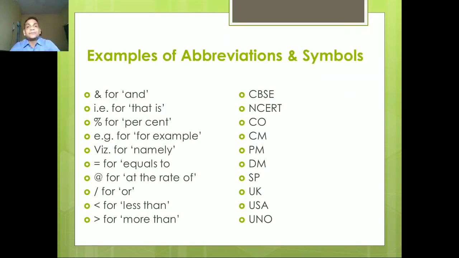These are some examples of abbreviations and symbols which are very common: percentage sign, symbol, e.g., i.e., viz. Now these are some symbols: symbol of equal, symbol of at the rate of, symbol of or, less than, more than. Then some acronyms: CBSE, NCERT, CO, commanding officer, CM, chief minister, PM, prime minister, DM, district magistrate, like this. So you can use such abbreviations and symbols.